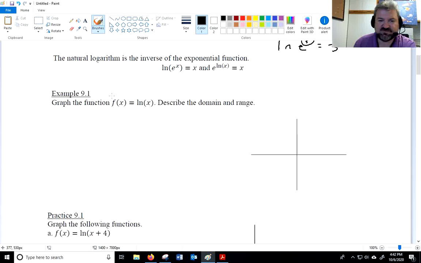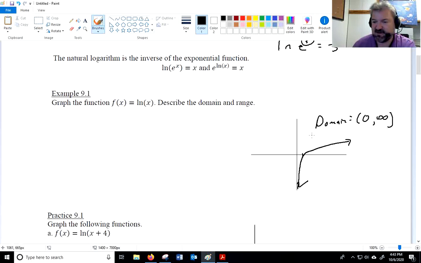All right, so let's graph it. The natural log of 1 is 0 because e to the 0 is 1. And the graph goes like this and then slowly climbs like so. The domain of this function is limited to just the positive numbers. The log of 0 is not defined. And the range is negative infinity to infinity.